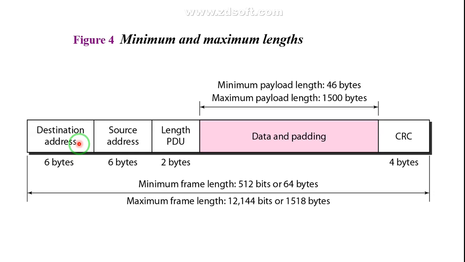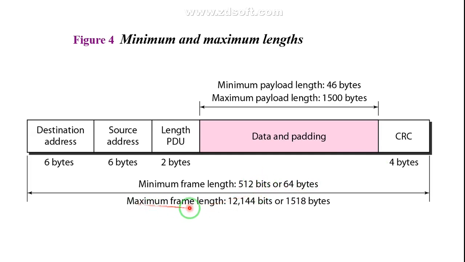So we are not going to consider those as a part of the frame. So, destination address plus source address, that is 6 byte plus 6 byte, and the length of the PDU, that is of 2 byte, as well as the 4 byte for the CRC, together with the 46 bytes of minimum payload, the minimum frame length is 64 bytes, or we can say 512 bits.